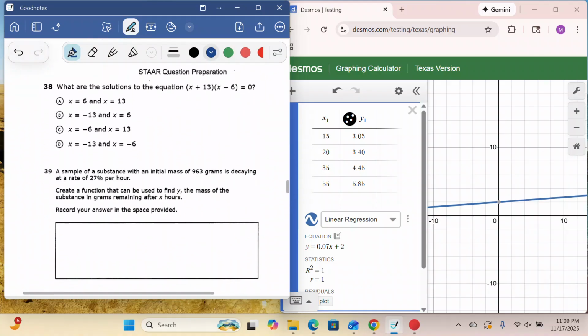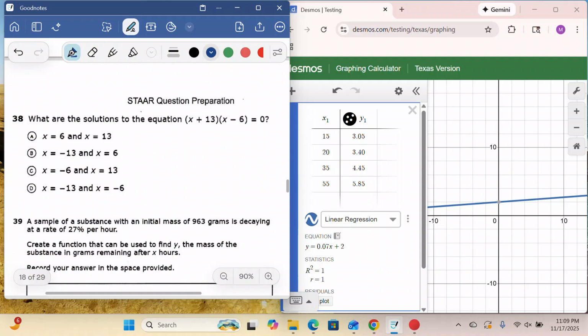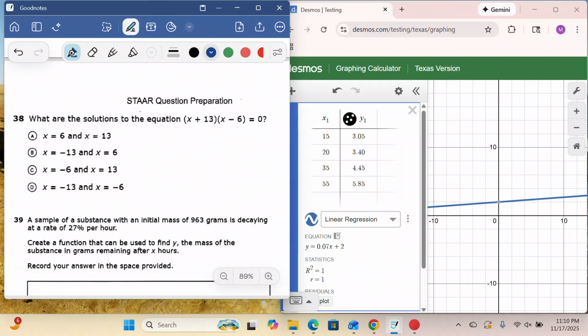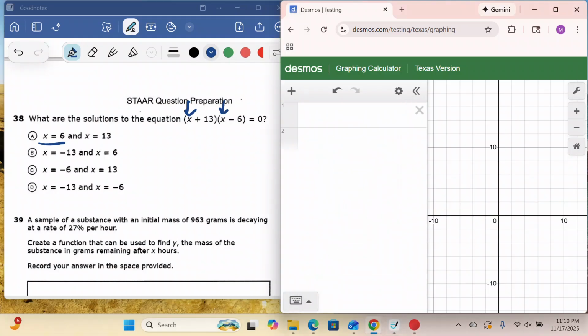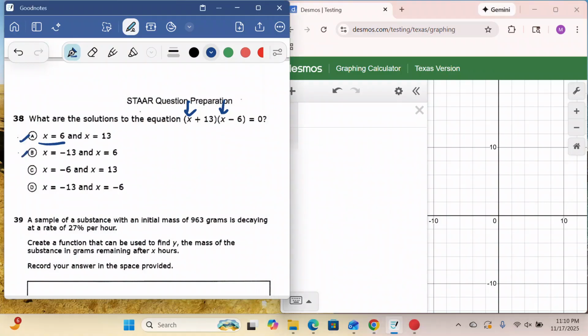If we look at number 38, all we do, and I'm going to go ahead and skip a couple of them, all I'm going to do is substitute the x value for these x's, and I'm going to find out which one is true, and that will give you the correct answer. And all I have to do is input it in Desmos. So I'm going to just do the first one and the second one, and one of them should be the answer, hopefully.